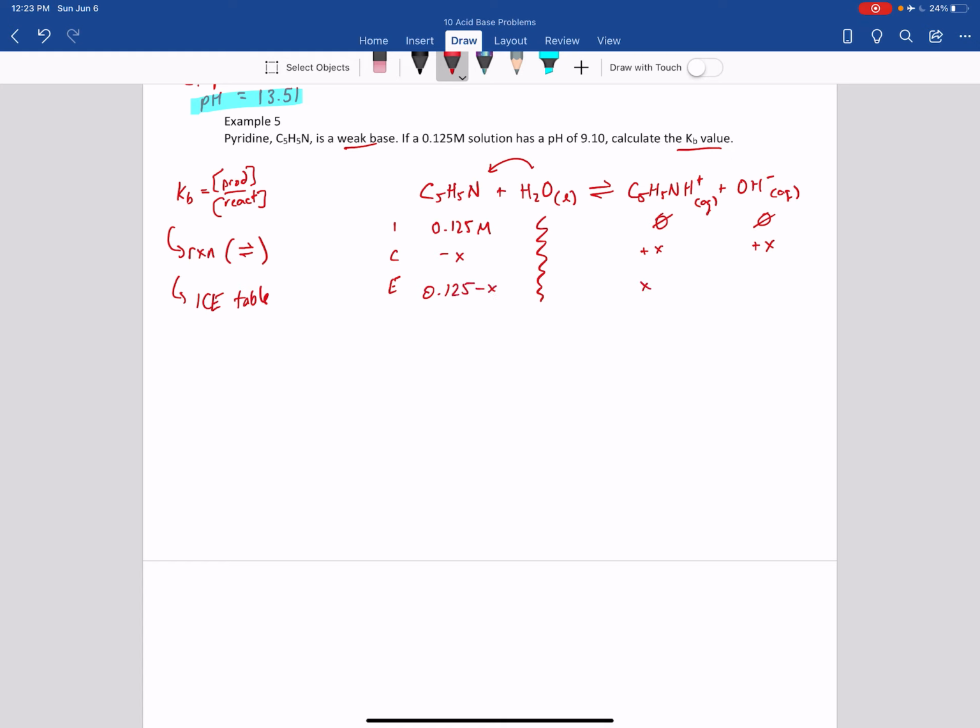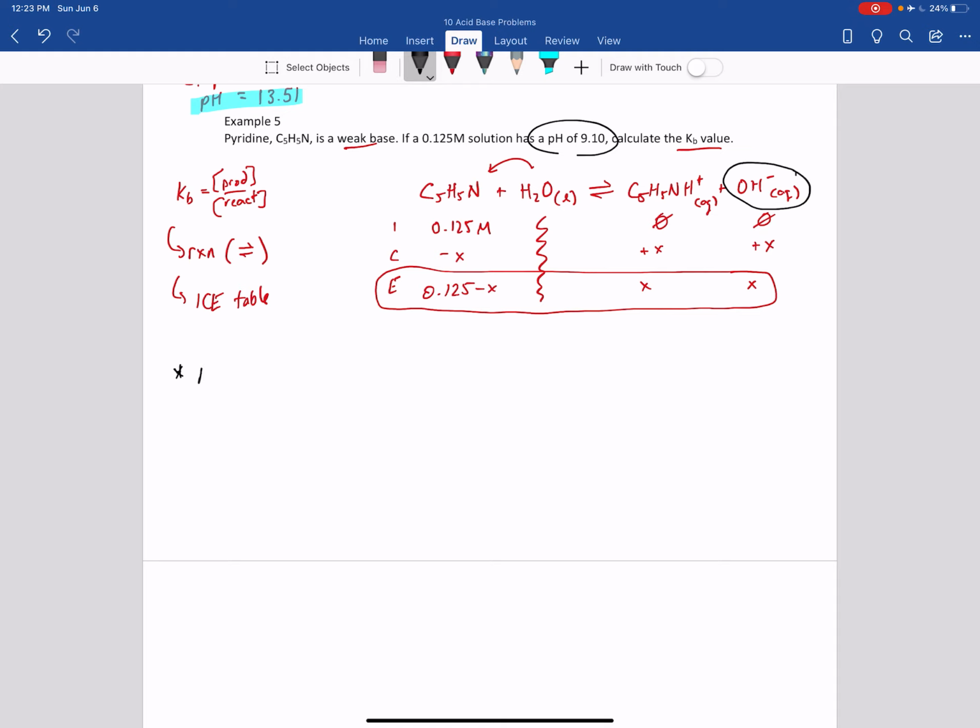0.125, take away x, x, and x. So again, we're finding Kb, which means we can't use it to solve for this x value, so we need some other information. With the acid equation above, we were given the percent ionization. In this case, we're given the pH. And what we know is that we can relate pH to the hydroxide concentration through pOH. So we can say pOH equals 14 minus pH. So our pOH in this case will be 14 minus 9.1. That gives us a value of 4.9.